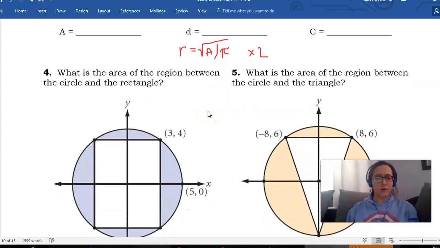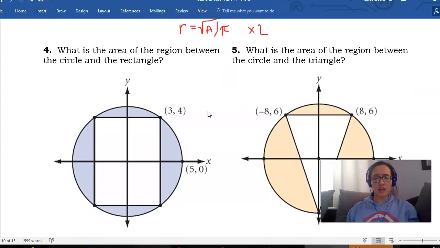Next up, question number 4 is much more complicated. 5 is going to be pretty much the same as 4, but we're going to have to calculate the area of 2 different shapes. First, the circle on the outside of the shaded region, and then the rectangle on the inside of that shaded region.